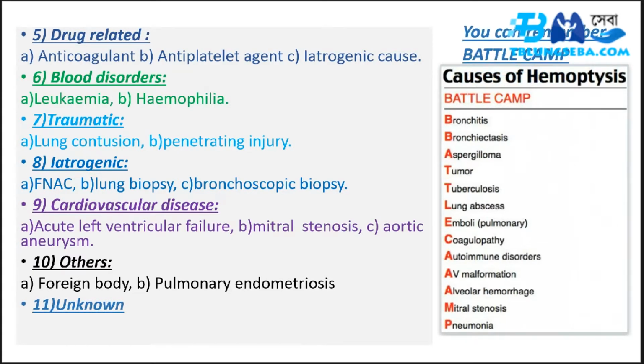You can remember the causes of hemoptysis with the mnemonic BATTLE CAMP: Bronchitis, Bronchiectasis, Aspergilloma, Tumor, Tuberculosis, Lung abscess, Emboli, Pulmonary, Coagulopathy, Autoimmune disorder, AV malformation, Alveolar hemorrhage, Mitral stenosis, Pneumonia.